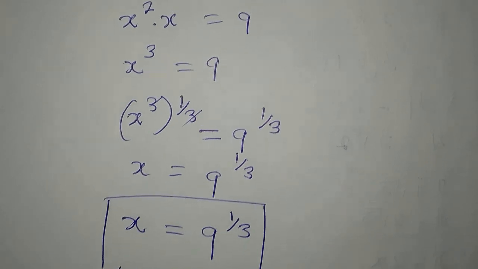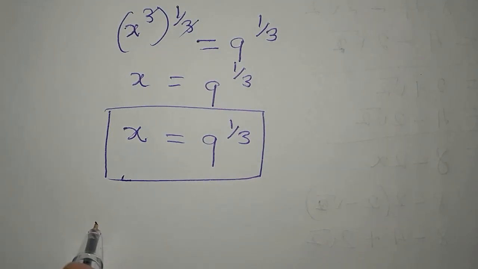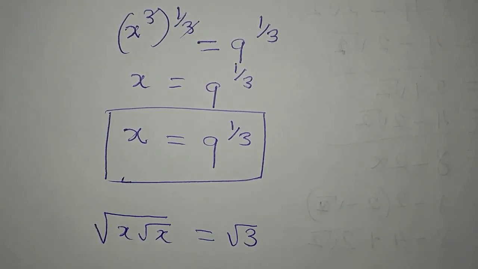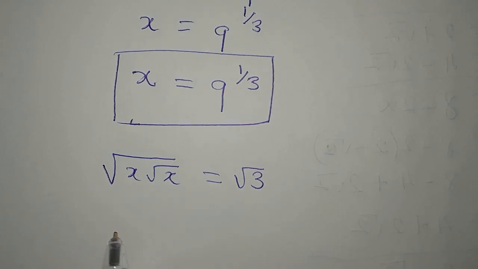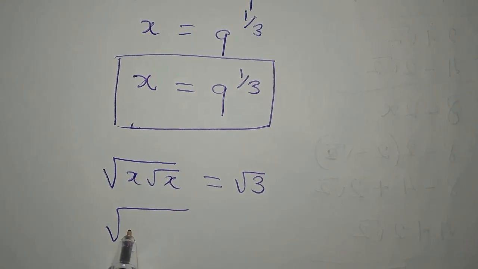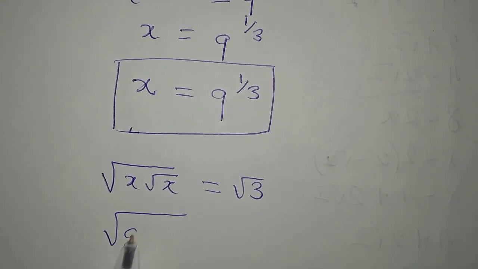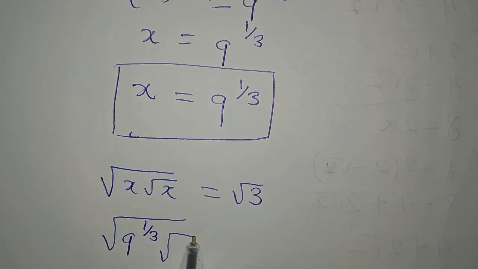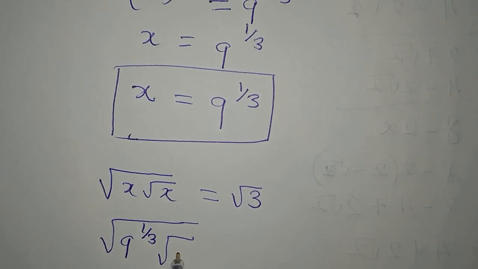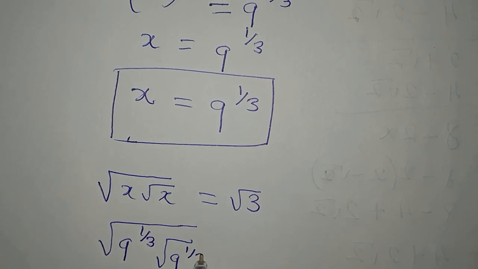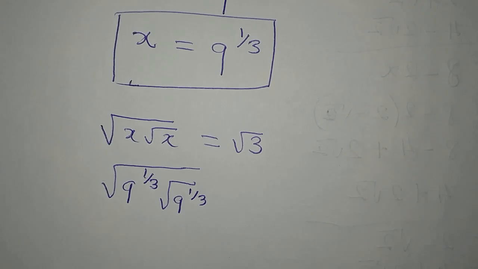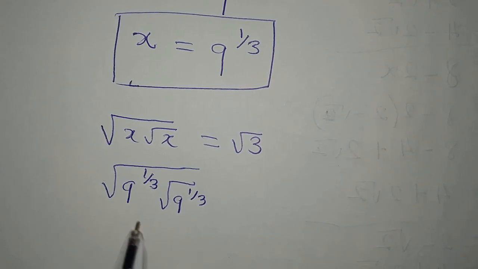Now let's put it into the equation and see. The equation is square root of x equals square root of 3. So I'm going to write square root of x is 9 to the power of 1 over 3, then square root of 9 to the power of 1 over 3. So this is what we have. Will this be equal to the square root of 3? Let's work it and see.